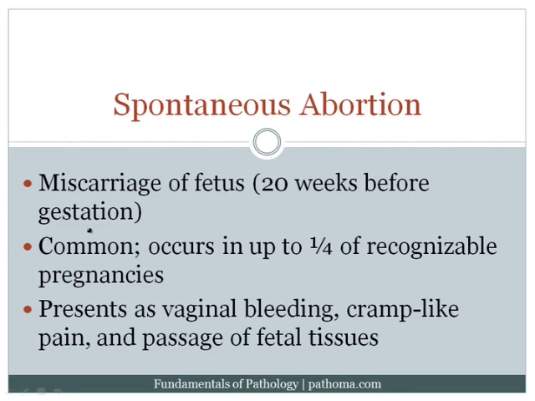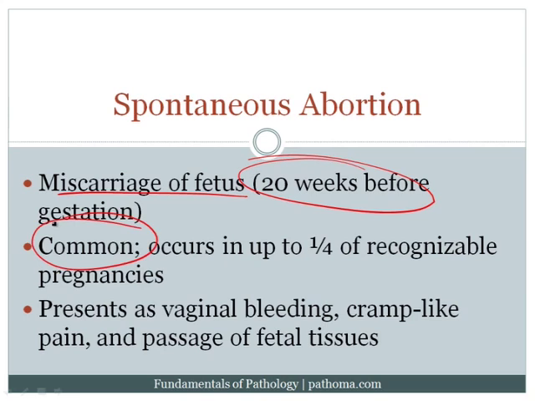Another possible disorder of gestation is called a spontaneous abortion. This is where there's a miscarriage of the fetus, usually at 20 weeks or before gestation. Now, what we should recognize is that this is relatively common, so that's one point. And another point is that it is recognizable in up to 1/4 of pregnancies. So that's how common it actually is. How will the patients present? They have vaginal bleeding with cramp-like pain, and they pass fetal tissues. So that's the classic presentation of a spontaneous abortion.